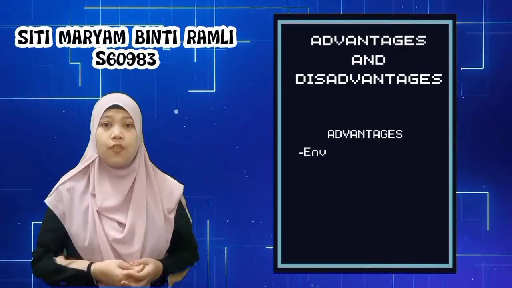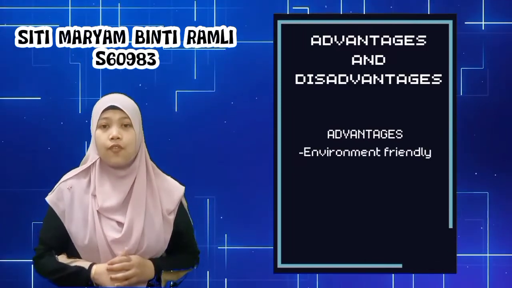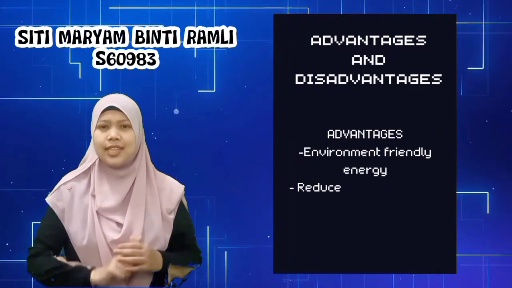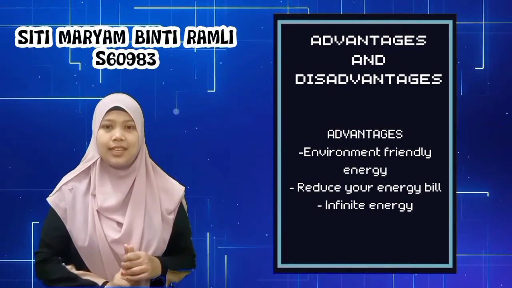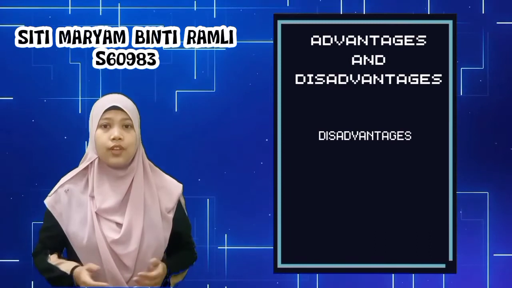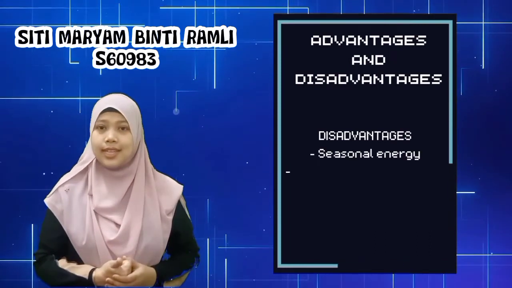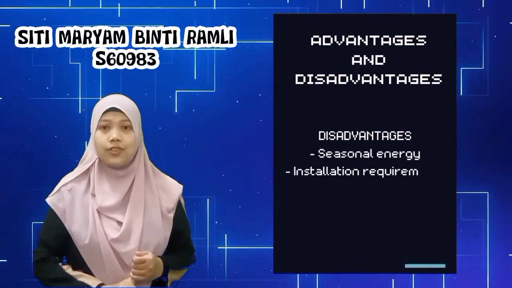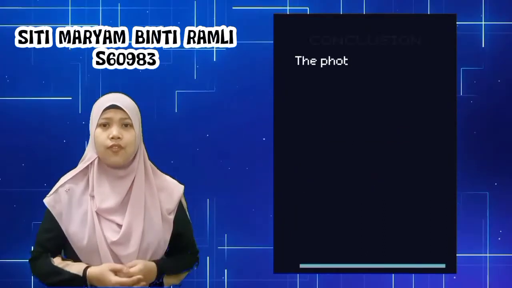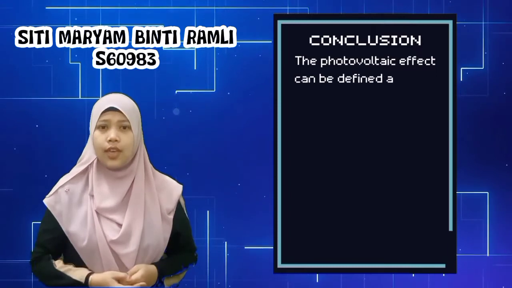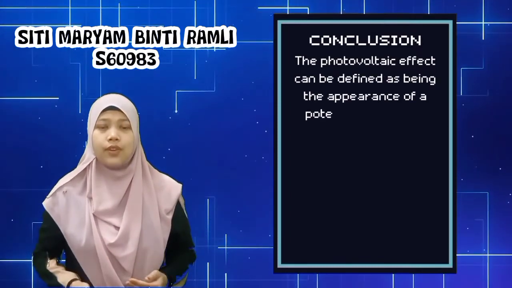What are the advantages and disadvantages of photovoltaic? The advantages of photovoltaic are, first, environment-friendly energy. Second, reduced energy bills. And third, infinite energy. The disadvantages of photovoltaic are, first, seasonal energy, second, installation requirements, and third, location sensitivity.